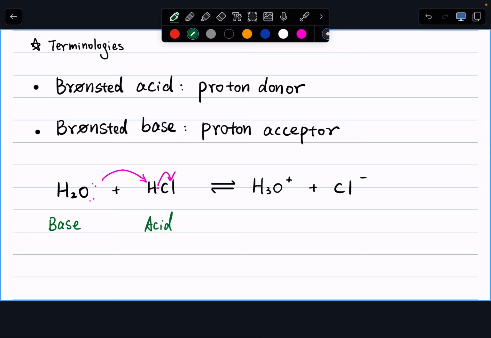Right, so it's an acid-base reaction. It's an acid reacting with a base. It's relative, right? So HCl is more acidic than H2O. So in this reaction, your H2O is a base, your HCl is the acid. And what we're forming, H3O plus, the product of this acid-base reaction, this is a conjugate acid of H2O, where chlorine minus is the conjugate base of HCl.